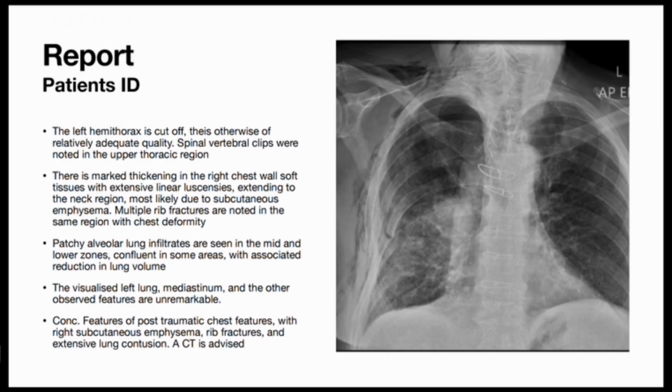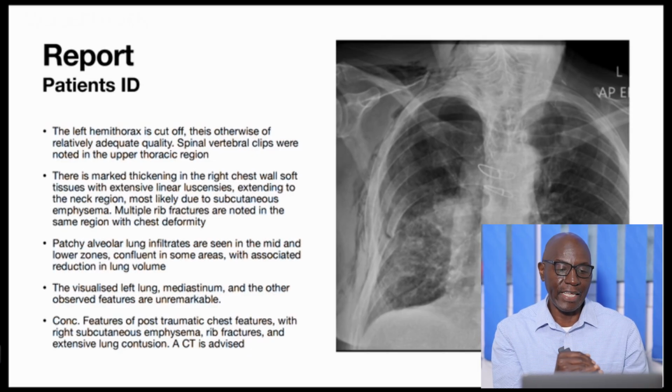And we start, much as we may look systematically at each and every aspect of the chest, but usually we want to start with what is pathological, and then we can describe it. Like in this report, I started straight away with what is pathological, and write that there is marked thickening in the right chest wall with soft tissue, extensive linear lucencies extending to the neck, most likely due to subcutaneous emphysema. Multiple rib fractures as noted in the same region with the chest deformity.